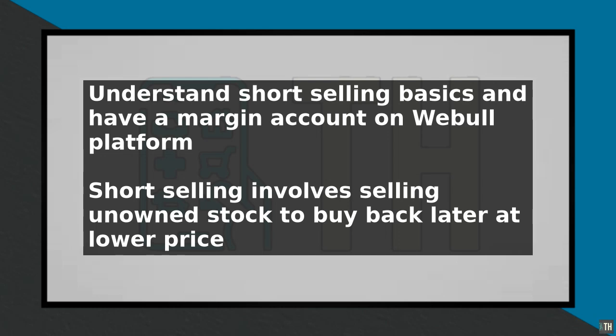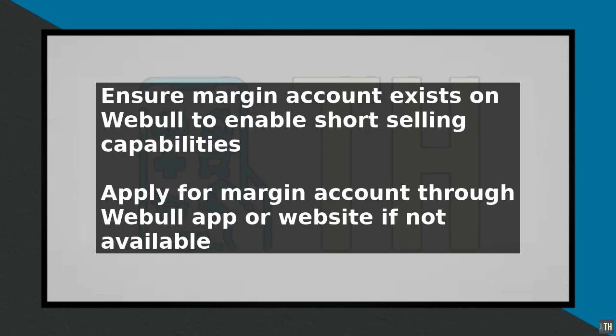Next, research the stock you want to short. Look for stocks with a high short interest and a potential downward trend. You can use Webull's built-in tools and charts to analyze the stock's performance.